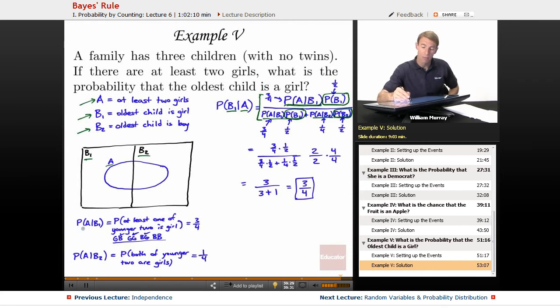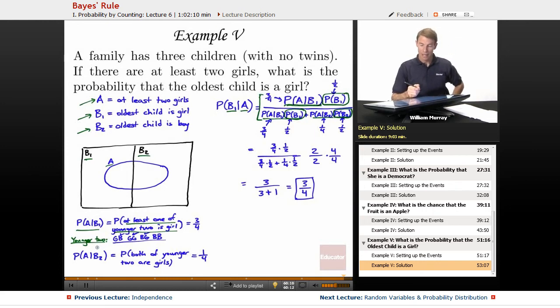But now A given B1, that's a little trickier, and that's what I was working out here. That says, what's the probability of getting at least 2 girls given that the oldest child is a girl? So if the oldest child is guaranteed to be a girl, to get at least 2 girls, you have to get at least 1 girl in the next 2 children. So at least one of the younger 2 children must be a girl. And then I wrote out the possibilities. The younger 2 children could be girl-boy, girl-girl, boy-girl, or boy-boy.